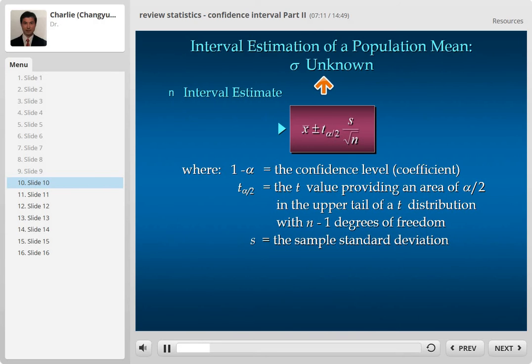Now we're ready to estimate the interval estimation of a population mean, and now we do not know the population standard deviation. So here's the formula: x bar plus minus t alpha over 2 times s over square root of n. Now, 1 minus alpha, similar to what we learned in the last session, is the confidence level. And we have a t alpha over 2, which we're going to see soon. And we use s, the sample standard deviation here.